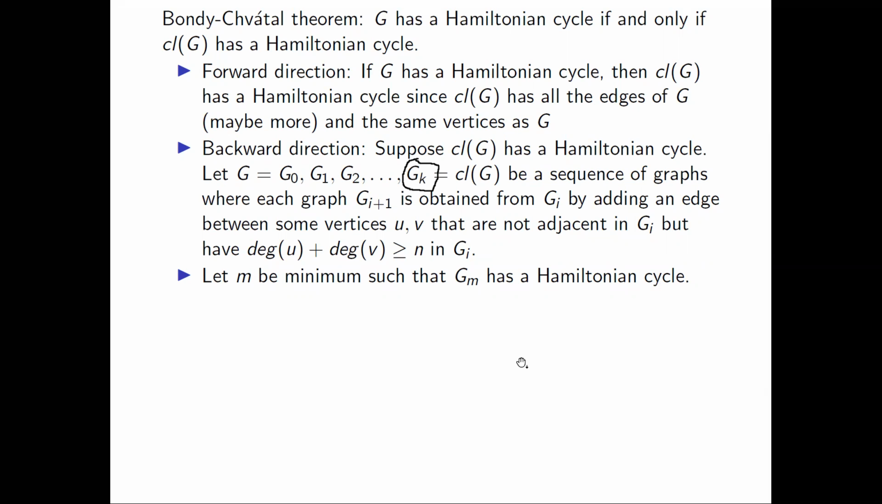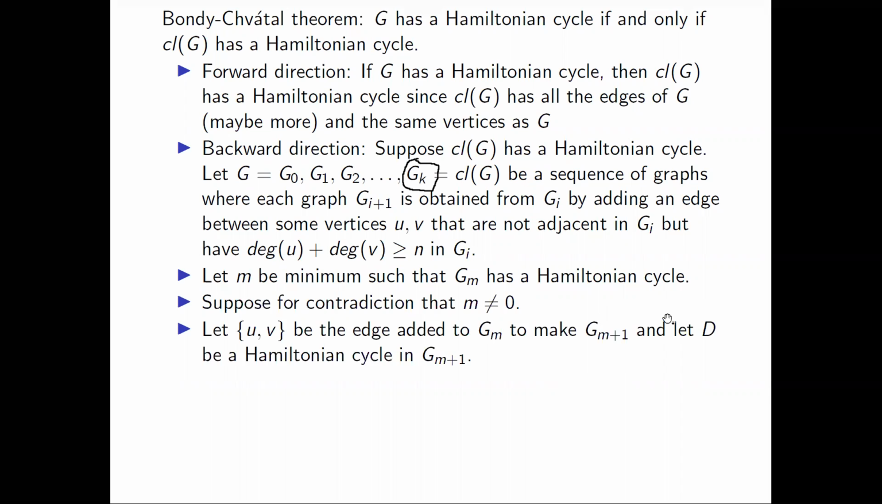If we want to do a proof by contradiction, we want to show that G must have a Hamiltonian cycle, so we're going to assume that it doesn't to get a contradiction. So we're going to assume that G0 does not have a Hamiltonian cycle. So the minimum M such that G of M has a Hamiltonian cycle, we're going to assume it's greater than 0 in order to derive a contradiction. So there's our assumption for contradiction. We'll assume M is not 0.